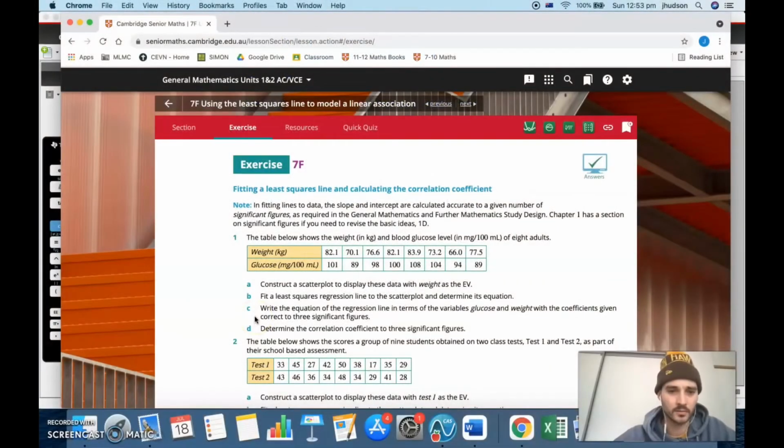Okay, I might use question 1 from your exercises to show you how to find these least squares regression lines. So let's have a look here. Alright, so the table below shows the weight in kilos and blood glucose level of 8 adults. So we can see that here. The first thing it wants us to do is to construct a scatter plot to display this data with weight as the EV. Now, EV means explanatory variable, which is the same as independent variable. So that means weight is going to be on the x-axis for us.